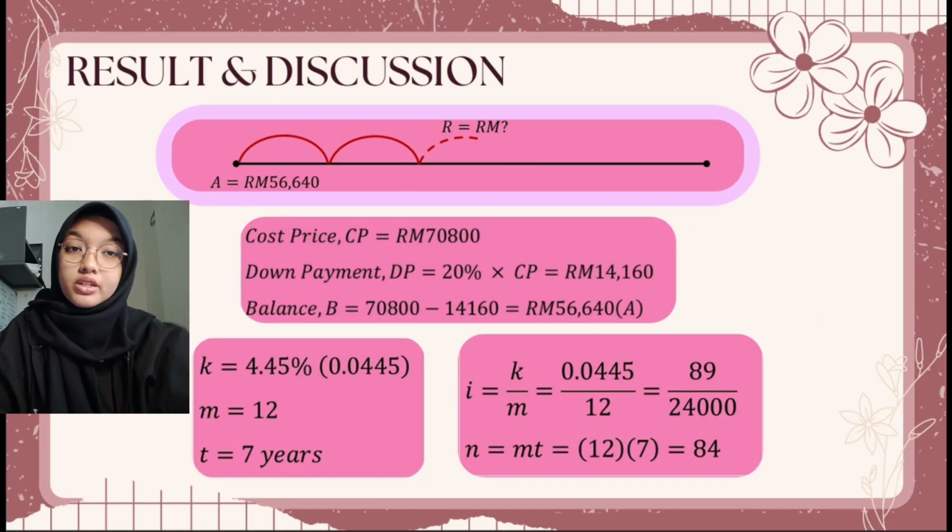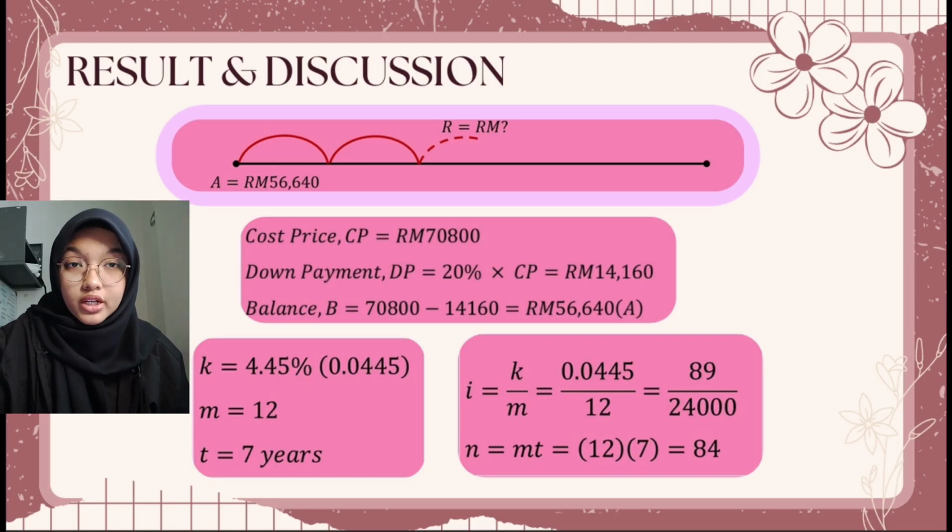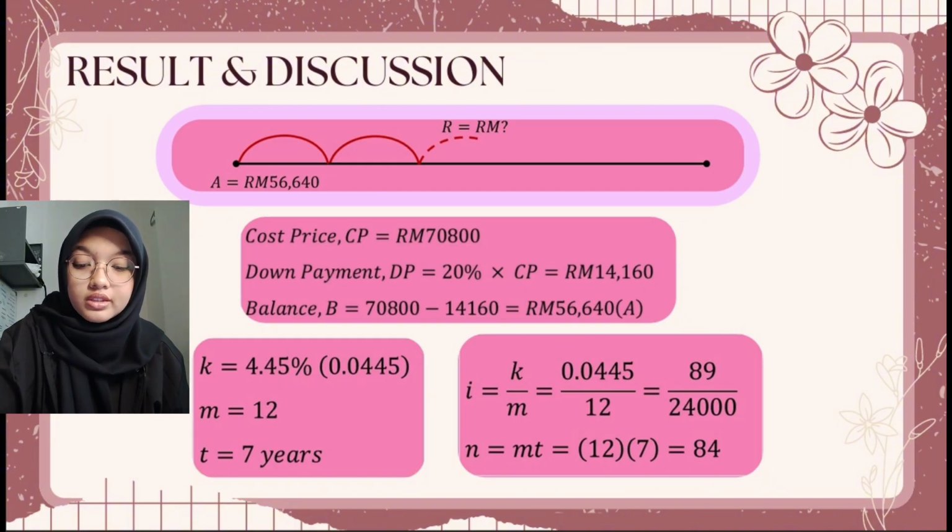Result and discussion for case study 2. First, we must construct the timeline, in which A equals 56,640 ringgit and R is unknown. For the cost price, CP equals 70,800. The down payment, DP, equals 20% multiplied by CP, which is 70,800, equals 14,160 ringgit. For the balance, B, 70,800 minus 14,160 equals 56,640.